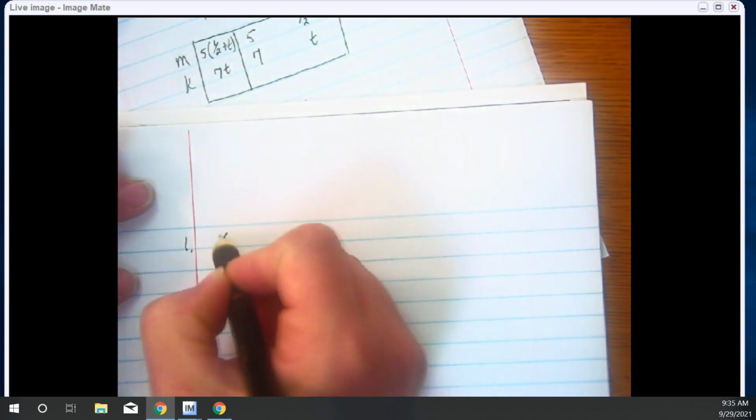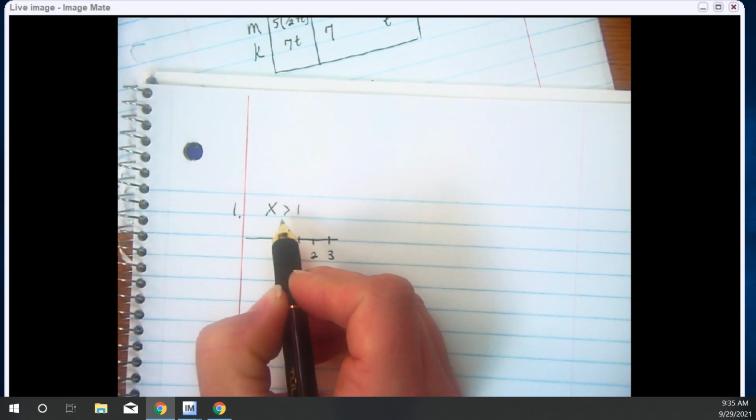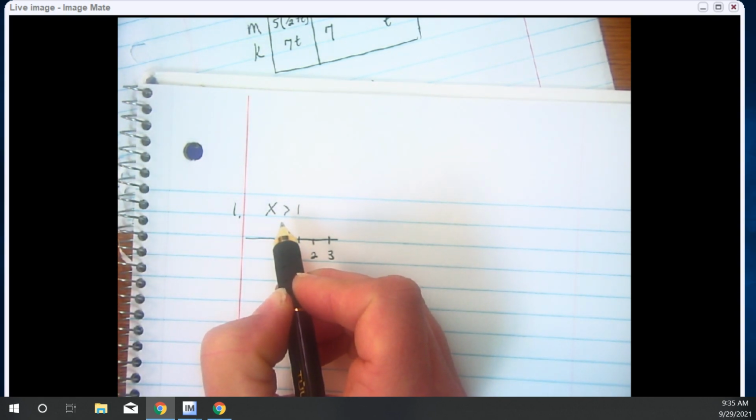Okay, so we have something called interval notation. When you are graphing an inequality, x is greater than 1, on a number line, numbers are equally spaced. If there is no line underneath your inequality symbol, it means it's not equal to it.